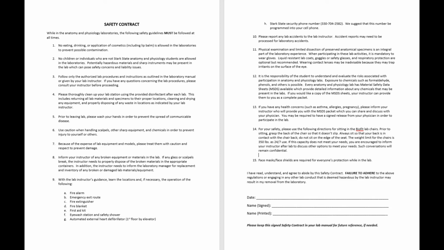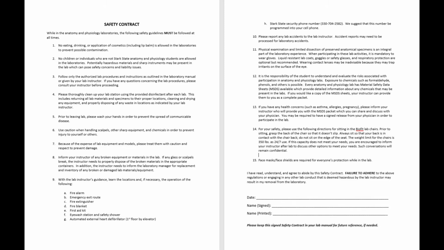13. If you have any concerns, such as asthma, allergies, or pregnancy, please inform your instructor who will provide you with the MSDS packet, which you can share and discuss with your physician. You may be required to have a sign and release from your physician in order to participate in lab.